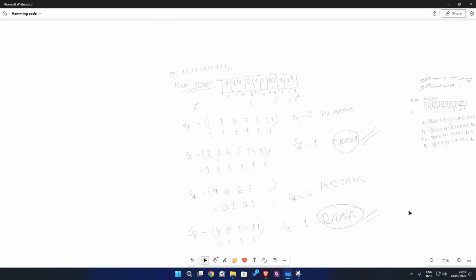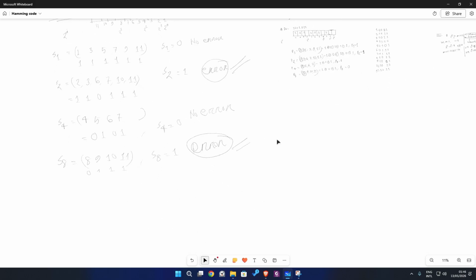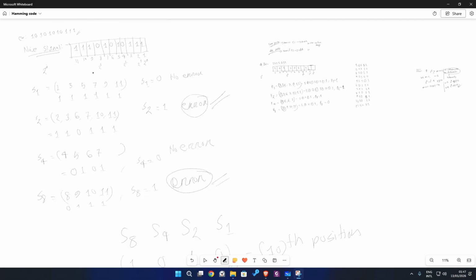Okay, now we'll simply write out 1 0 1 0, in descending position S8 S4 S2 S1. So it will be 1 0 1 0. So this is in binary form. If we convert it to decimal form, it is the 10th position where we have to replace the digit. So in the 10th position we are seeing 1, so we will replace 1 with 0.